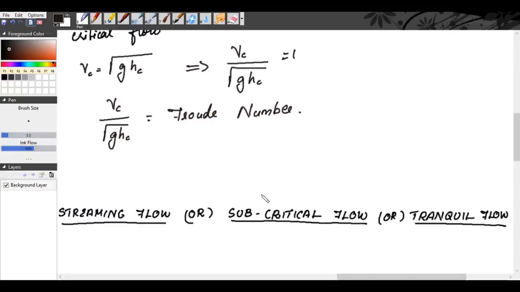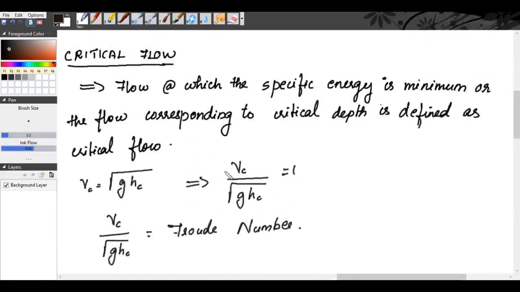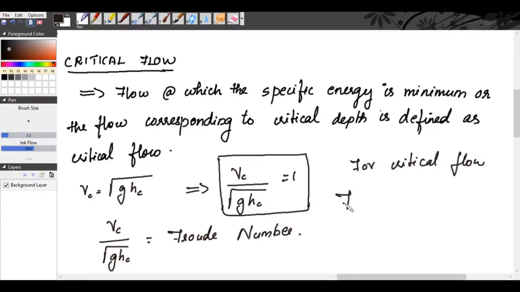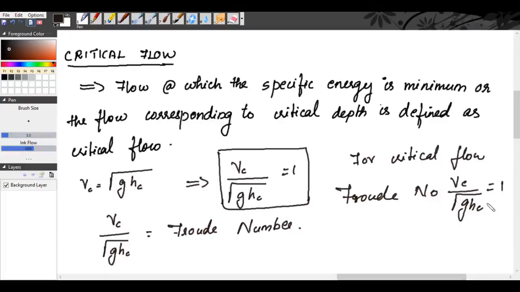Now, see, this is the condition for critical flow, right? So the condition for critical flow is that the Froude number, Vc by root of g into Hc, should be equal to 1. This is the condition for the flow to be critical.